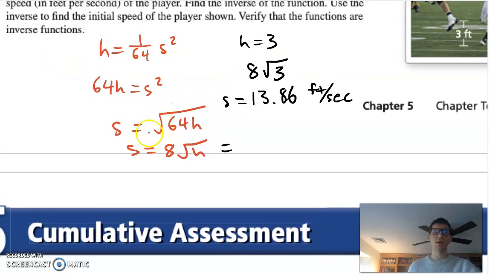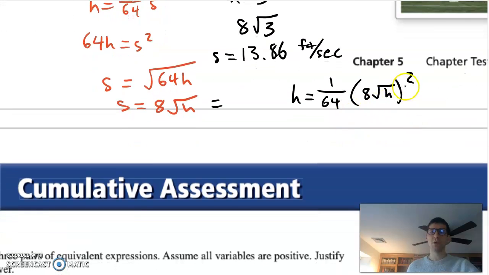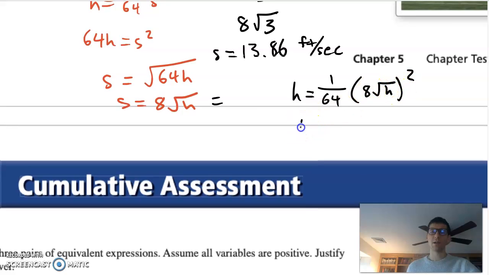We could verify the functions are inverse functions by plugging one into the other. So shall we try it? Let's plug this in for s. So h equals 1 over 64 s squared, but s is 8 root h. Well, let's square that. We would get h equals 1 over 64 times 64h. 64's cancel, h equals h. We're good to go.